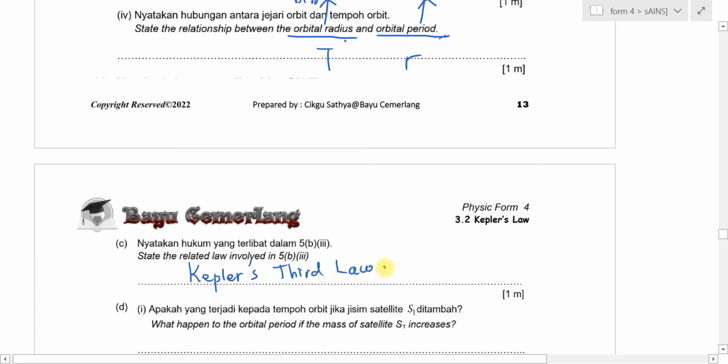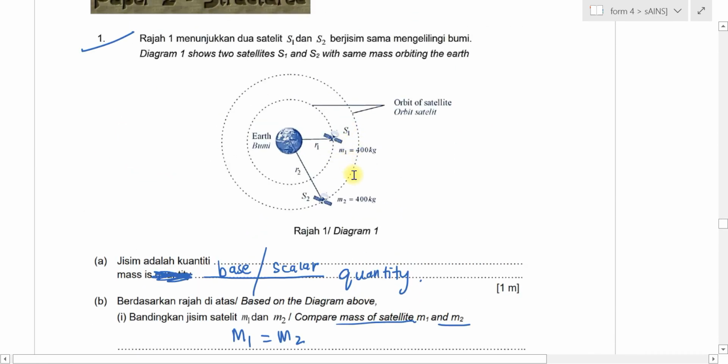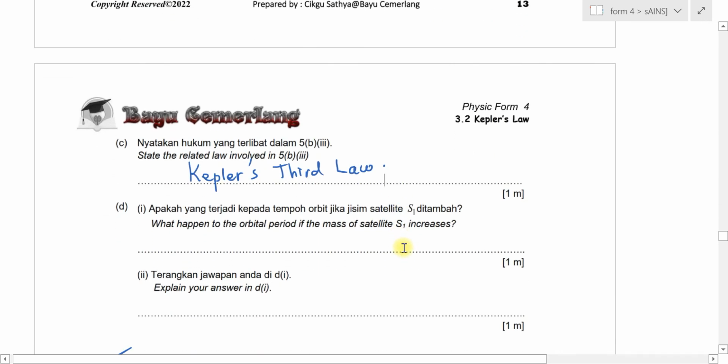What will happen to the orbital period if the mass of the satellite S1 increase? Decrease. No, it won't change anything. Okay, kamu tengok, dia tanya apa? What happened to the orbital period kan? T square is directly proportional to the R cube only. Does the mass influencing it? No. So what happened to the orbital period? Same. Remain unchanged. Or same.